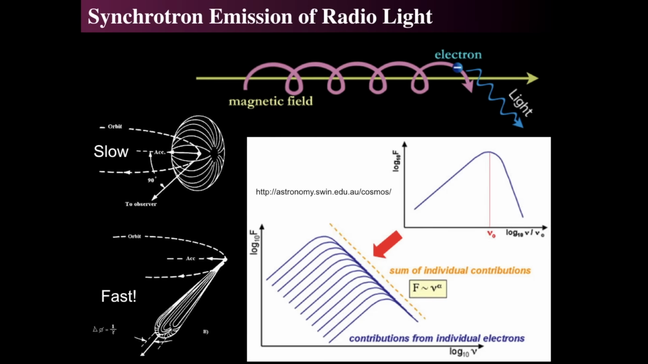It doesn't emit in all directions. In the electron's frame of reference, it does. But to an observer away from the electron, it does not. It looks like it's going out in these beams.